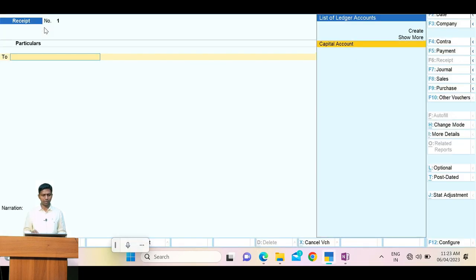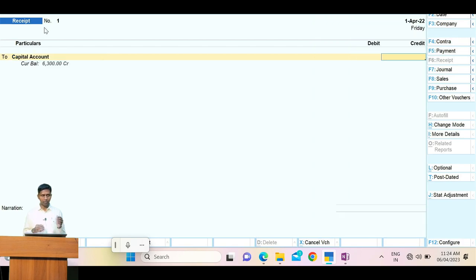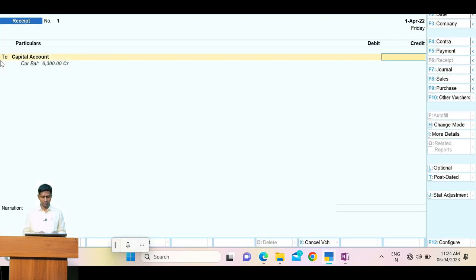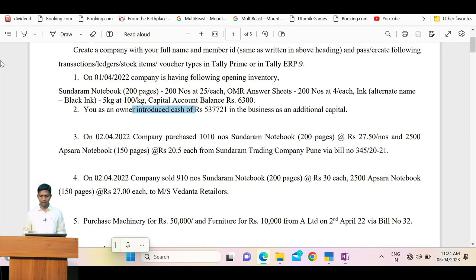Introduce cash of rupees, therefore in receipt voucher type, whatever you have received, write that first, and after that write whether you have received that in cash or bank. What you have received, capital, therefore say capital. Otherwise pass the entry in your mind or on paper. Capital introduction entry, cash or bank account debit to capital. Here write credit first. Tally is asking you to write credit first. You cannot change that. Therefore, write credit and then the amount. How much? 537,721.